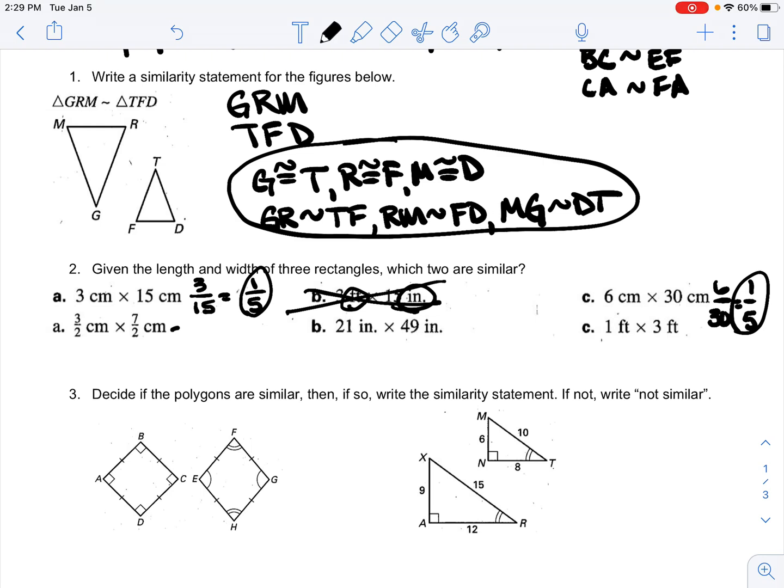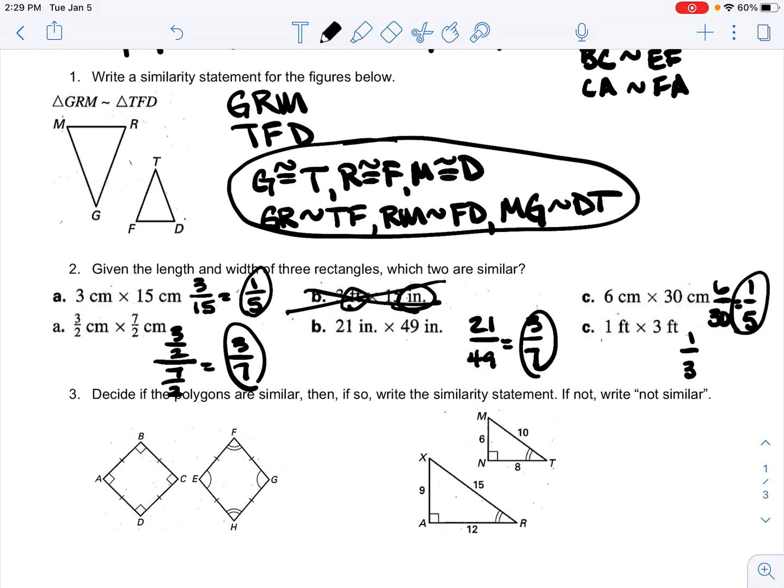All right, so 3/2 over 7/2 is going to be 3/7. 21/49 is also going to reduce down to 3/7. And this is going to be 1/3. So which ones are similar? The A and the B, because they have the same scale factor.